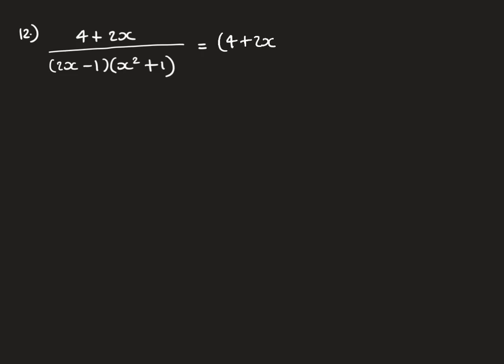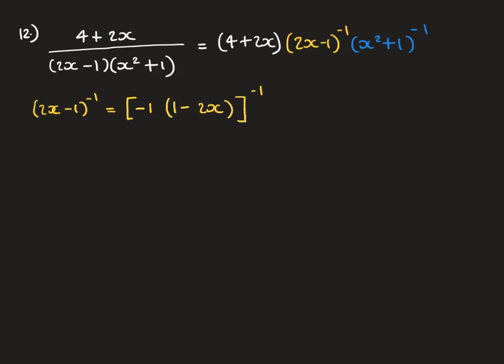4 plus 2x I'm going to leave alone. The two parts of the denominator I'm going to make 2x minus 1 to the negative 1, and then the other part x squared plus 1 to the negative 1. So I need to do some expansions here, some binomial expansions. So I'm going to start with 2x minus 1 to the negative 1. So that, of course, is rewritten as this. Now I'm going to need to take out of the bracket here negative 1, which will leave me with 1 minus 2x, and then everything's the power of negative 1.